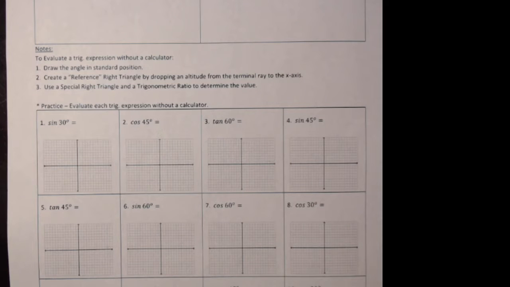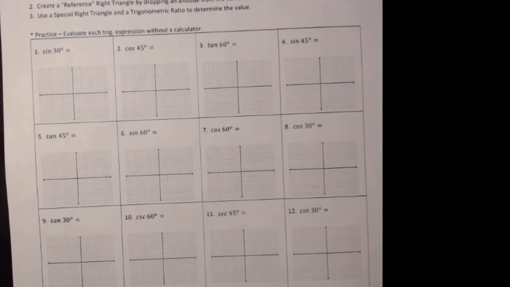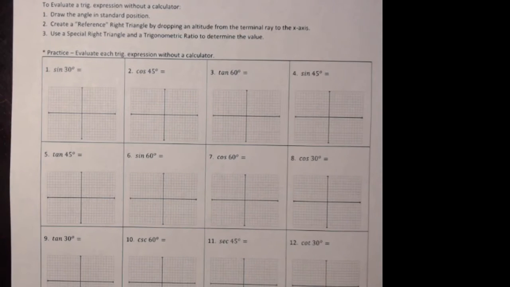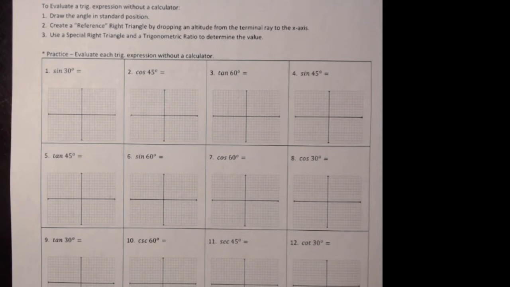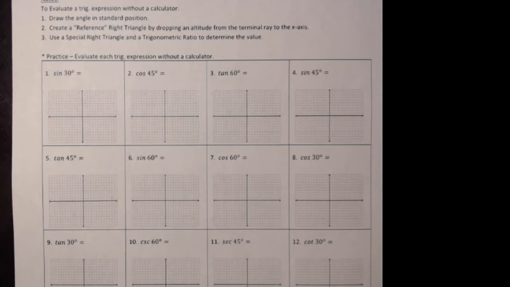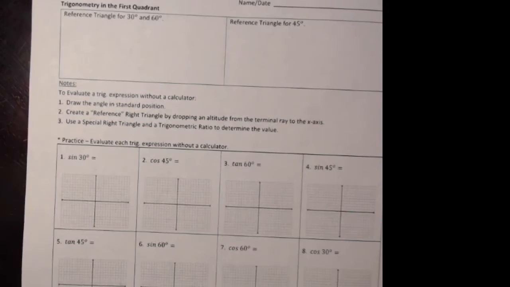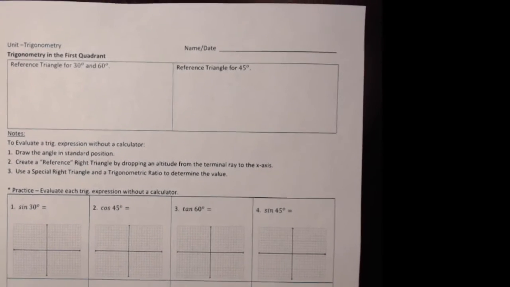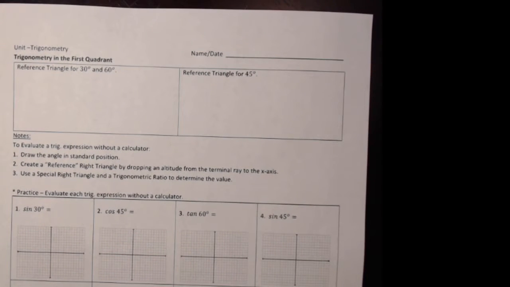Okay, today we're going to start evaluating trig expressions using special right triangles. Notice these are the problems you're going to be working on. There's 12 of them. Notice all the angles are either 30, 60, or 45. And as I said that, those angles should sound familiar to you because in geometry, and this year, we've been practicing working with 30, 60, 90, and 45, 45, 90 triangles.